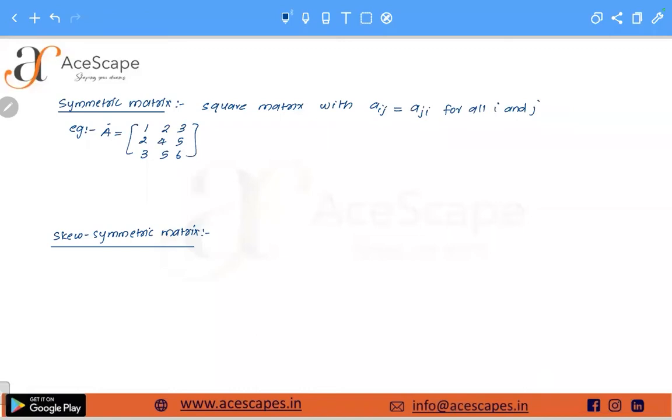Okay. So here, what is A11? A11 is the element in the first row and first column. It is equal to 1, which is equal to A11, right? I and J are the same. So I am taking A12. What is A12? It is the element in the first row and second column, which is 2.